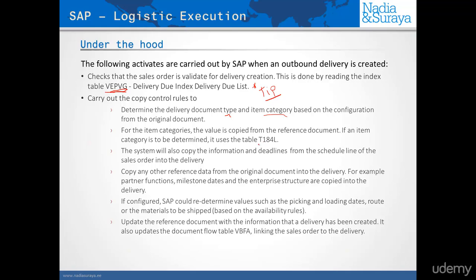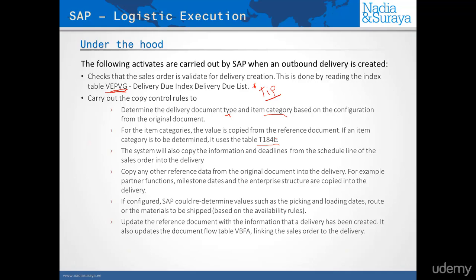If a new item is determined, then it will look at the table T184L to determine what the item category is. When we say a new item is determined, it means that if, for example, there was a BOM explosion, or it had to redetermine an item, or, for example, packaging material, it had to put a new item there, then yes, it's a new item, it's not in the sales order, it's in the delivery, and the system then needs to determine the item category. It does that by reading the table T184L. As the logic is very similar to the sales order item determination, it reads that table, determines the item category for that delivery, and puts it in there.